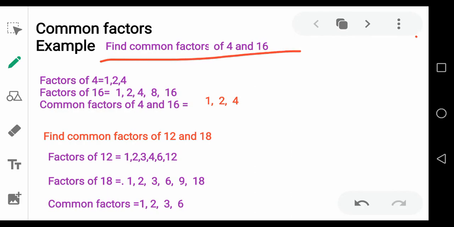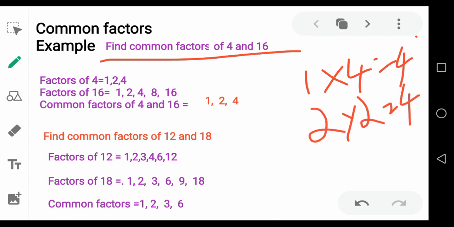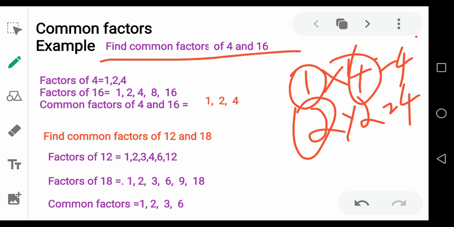So what you have to do is you have to find the factors of 4. You know how to find the factors of 4, right? So you have to write 1 into 4, 4. What will you write next? 2 into 2, 4. So which are the factors? 1, 2 and 4. So like this you have to write the factors. So here we have the factors 1, 2 and 4.